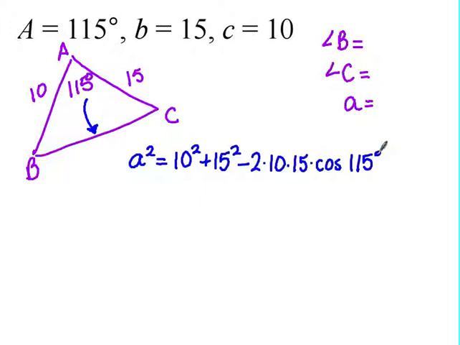If you remember from the previous slide, remember those two sides that touch the angle? We used them twice here. Now, once again, if you're going to calculate this, you can calculate this all in one step on your calculator. Okay. So I have 10 squared plus 15 squared minus 2 times 10 times 15 times cosine 115.